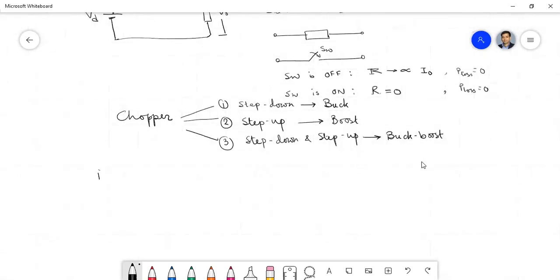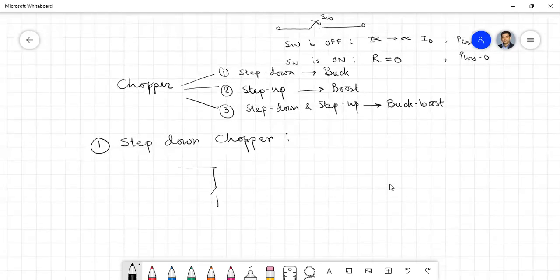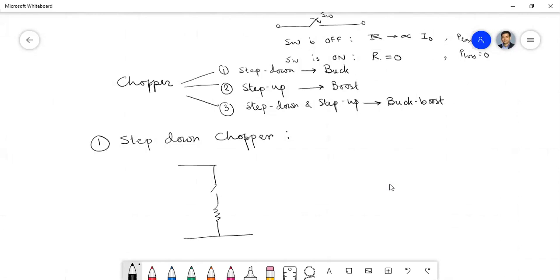First we'll discuss the step down chopper. Suppose we have a switch, and we have a resistance. So this is the switch that I was talking about earlier, and suppose this is the input voltage Vd, and we want the output voltage across a resistor R.